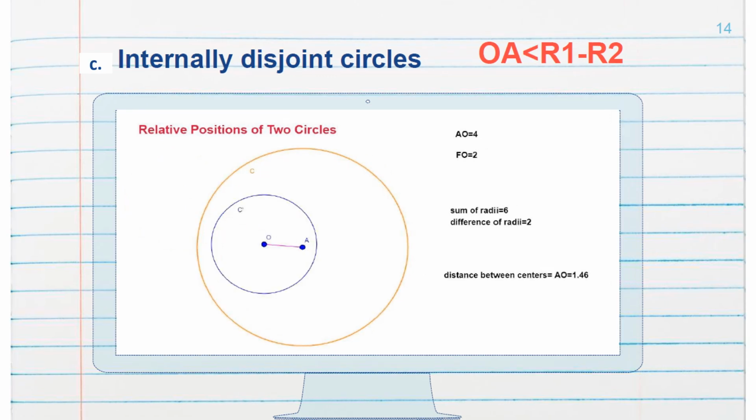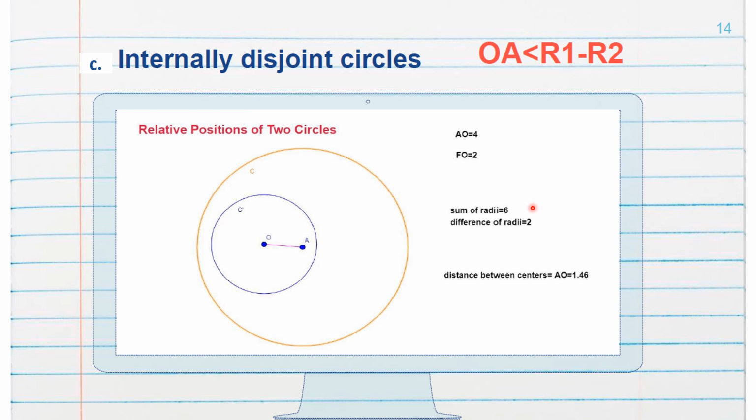Now look at the third case, internally disjoint. So they are inside each other but without any common points. Similarly, radius 1, radius 2. Add these two radii, subtract these two radii, and look at this given distance. The distance between these centers is equal to 1.46.